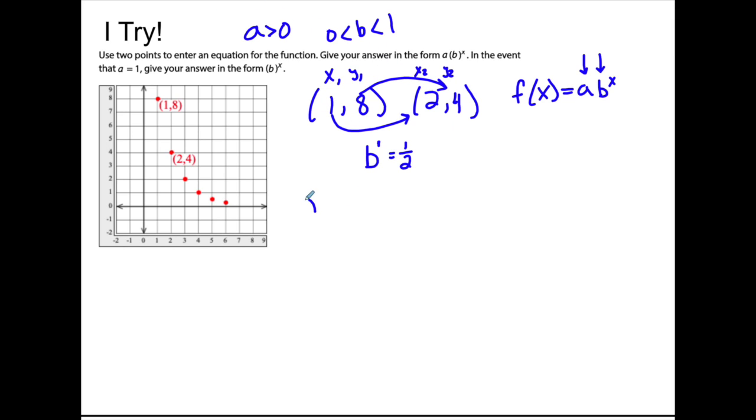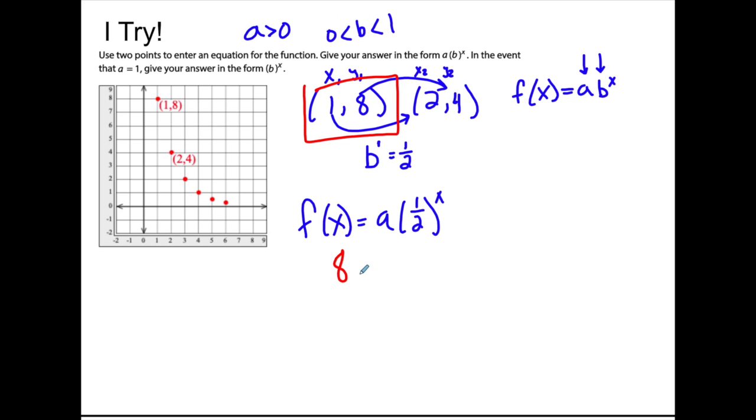So what I know so far is that I have f of x equals a times 1/2 to the x. And now I'm going to choose a point and plug it in. I'm going to try to choose a point with a smaller x value because that's generally easier when you're working with exponents. So I'm going to make the choice for 1/8. So I plug in 8 for f of x, and I plug in 1 for x. And sorry, that's an A. I know sometimes my A's look like Q's, but that is intended to be an A.